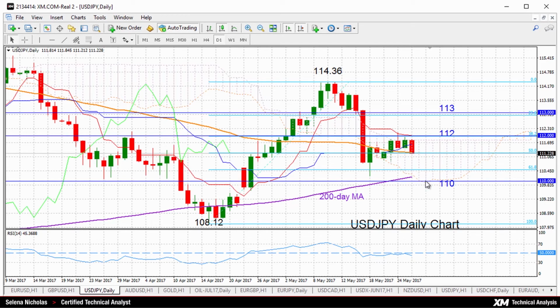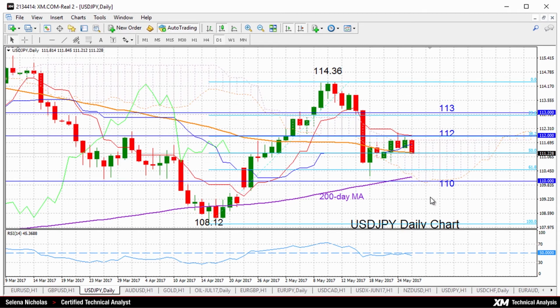support at the bottom of the cloud around 110, and this would confirm a top at 114.36 and turning the bias to bearish, especially if prices fall below this 110 level and below the cloud.